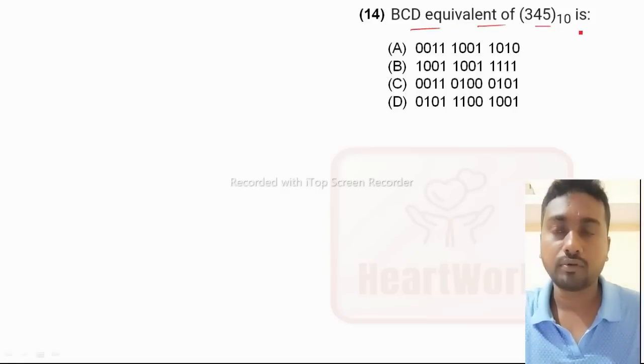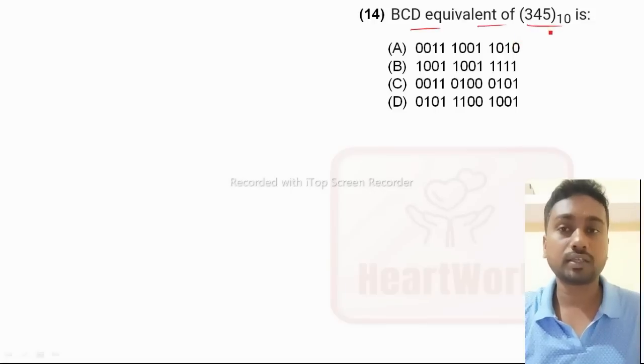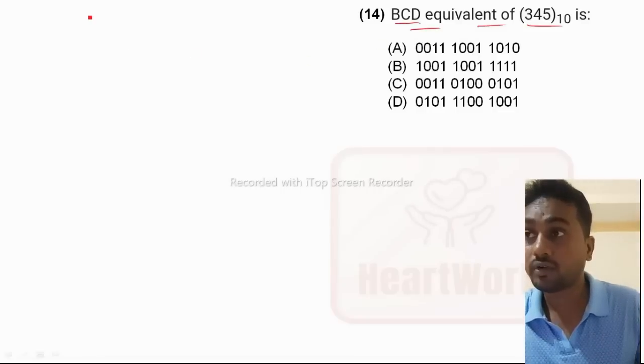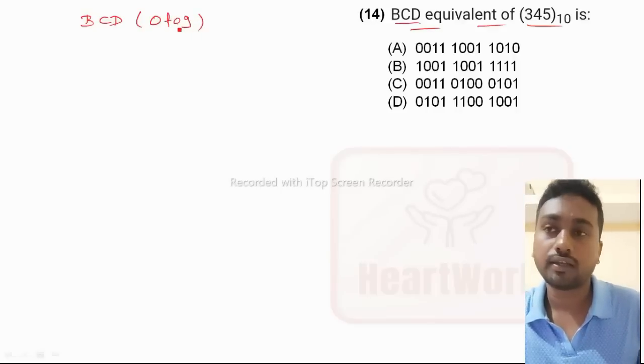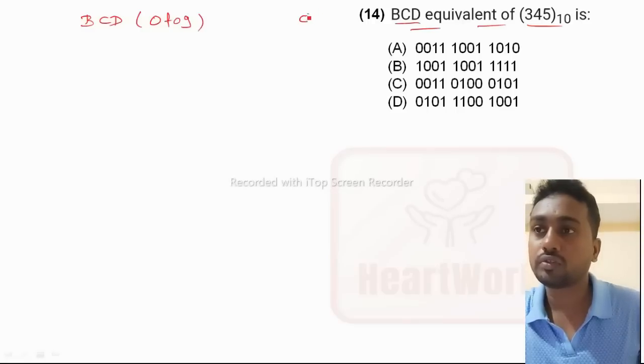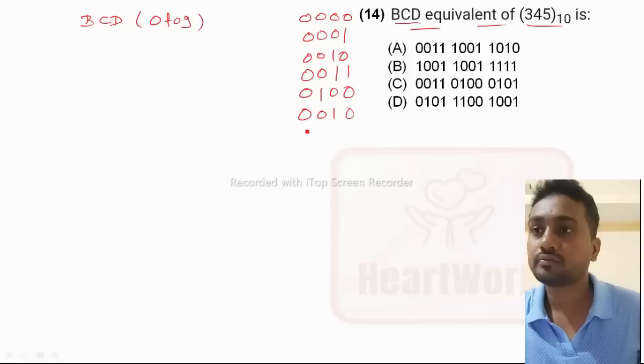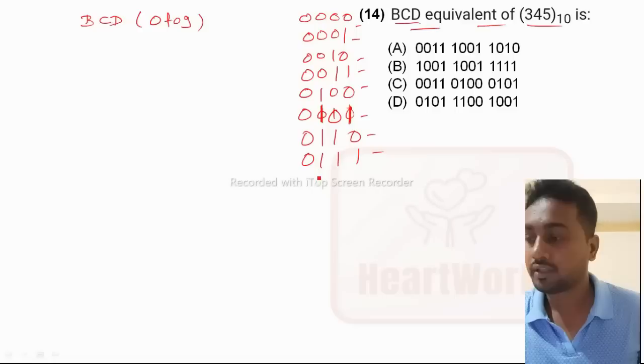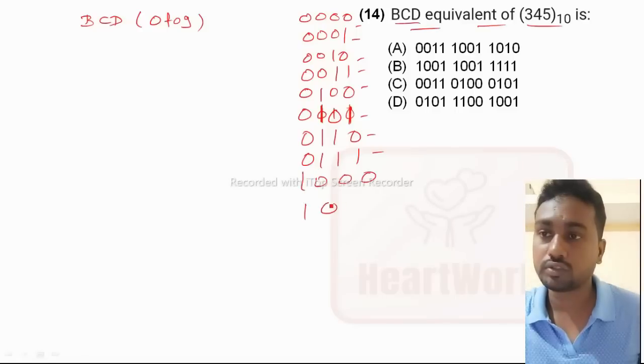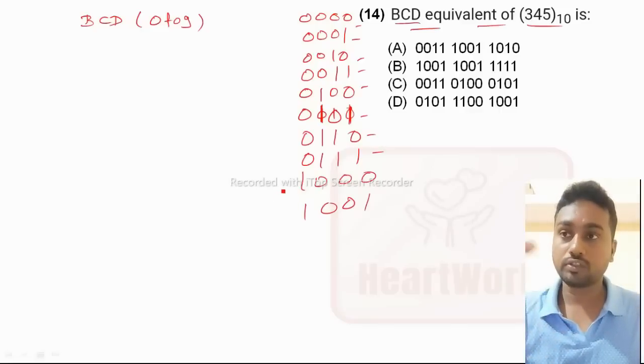BCD equivalent of 345. One decimal number is given, we have to convert it into BCD. BCD means binary coded decimal number. What is the range of this? 0 to 9. And if you write the code for 0 to 9, it will be 0000, 0001, 0010, 0011, 0100, 0101, 0110, 0111, then 1000, 1001. This is till 9. So this is the code for 0 to 9.